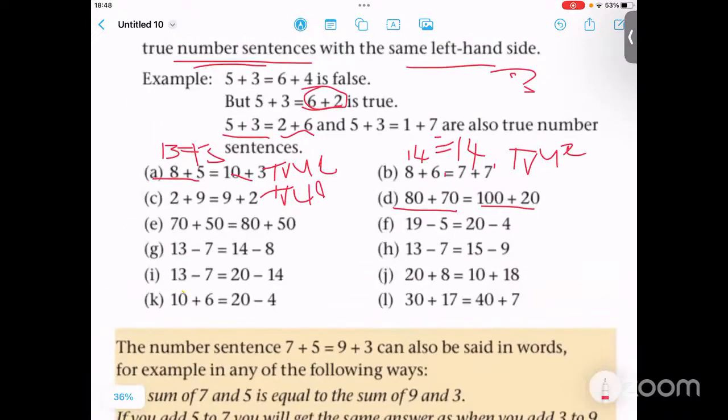So now how are we going to make this statement true? Because they said if it's not true, make it true. How are we going to make the number sentence true? What are we going to do? Ma'am, you add 80 plus 40. Remember, you must say the whole thing, okay?